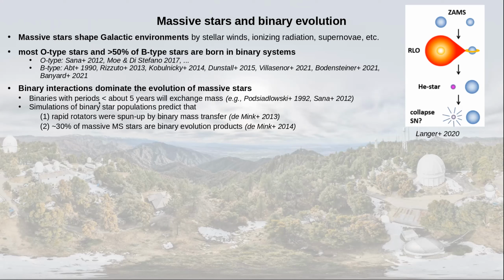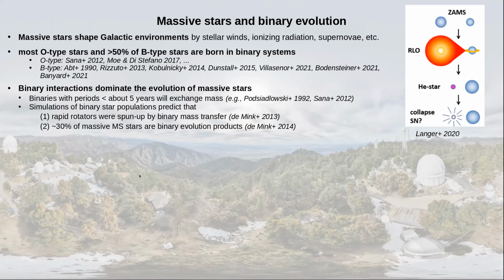Basically, all binaries with periods below about 5 years will exchange mass, which will completely alter their state. Furthermore, it's possible that most rapid rotators were spun up by binary mass transfer, and that about 1/3 of massive main sequence stars that we observe today are in fact binary evolution products.